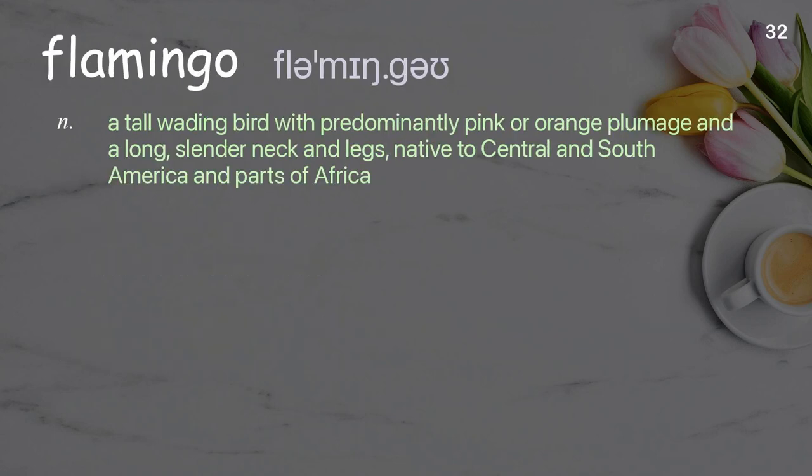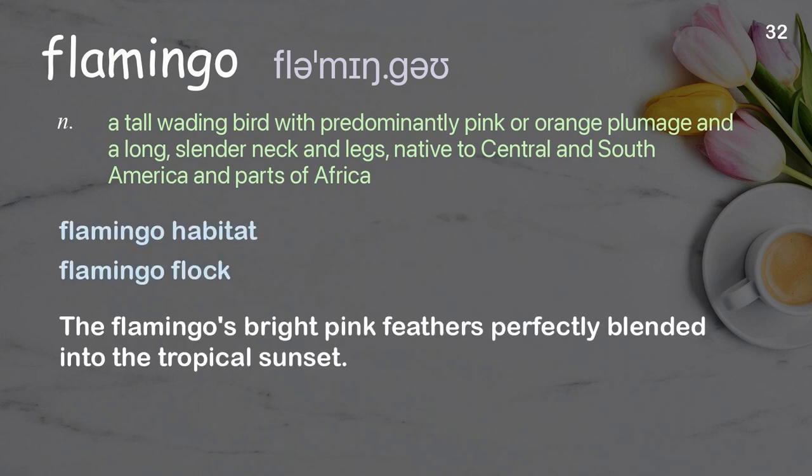Flamingo: a tall wading bird with predominantly pink or orange plumage and a long, slender neck and legs, native to Central and South America and parts of Africa. Examples: flamingo habitat, flamingo flock. The flamingo's bright pink feathers perfectly blended into the tropical sunset.